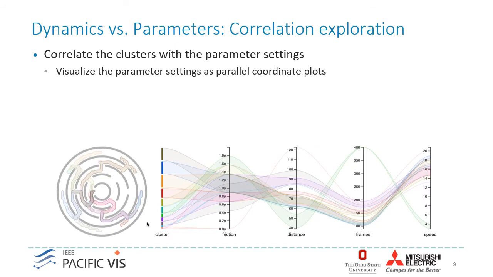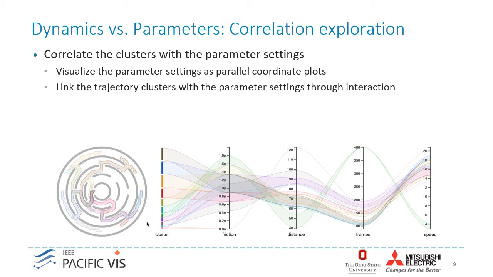To show how the episode trajectories are correlated with the parameter settings, we use a parallel coordinates plot where each axis represents a parameter, and then we plot the parameter setting of each episode as a polyline on the parallel coordinates plot. For the episodes of the same cluster in the previous slide, we also group them on a parallel coordinates plot. Then we use brushing and linking to link the trajectory in the maze and the polylines on the parallel coordinates, so scientists can interactively see how the trajectories are related to the parameters.